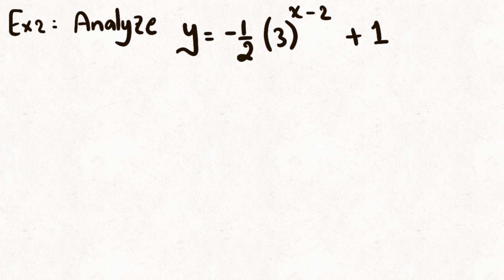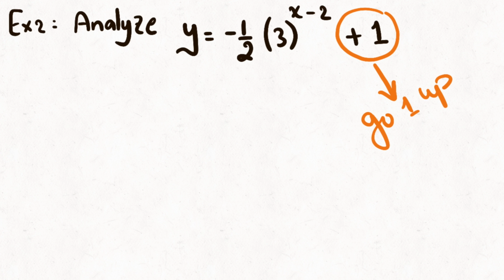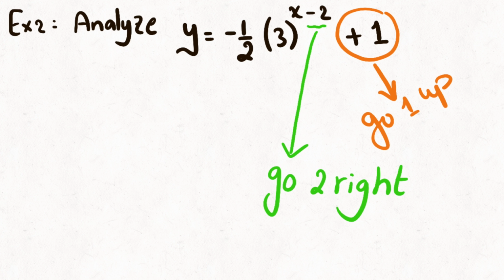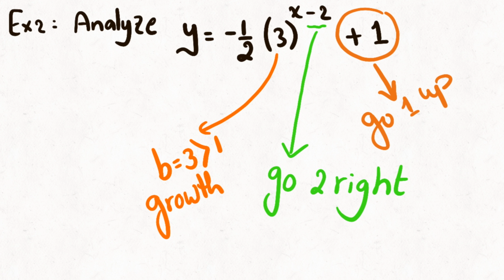In the coming part, we will speak about analyzing the transformation in the function illustrated in front of you. My advice is to always start from your right hand. +1 indicates go 1 up. Now, when you have a plus or minus beside x, it means left and right. My advice, understand it in an opposite way. Thus, if you see -2, it is go to the right. Now, b equals 3, it's greater than 1, thus we're dealing with growth.